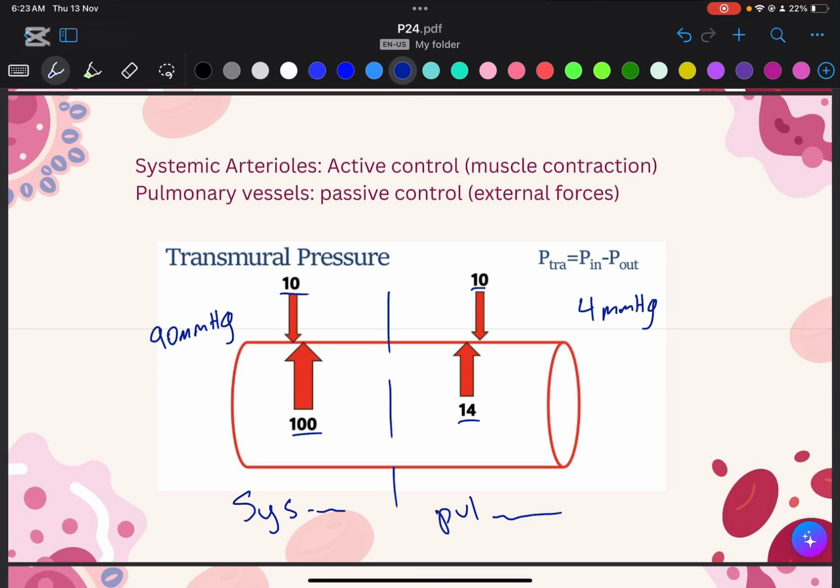Now let's say we had an increase of pressure on the outside, so we had plus 10 over here and plus 10 over here. If we calculate transmural pressure again, this would be 80 mmHg and this would be negative 6 mmHg. The point is that on the systemic arterial side, 80 mmHg is not that big of a deal. It's not that different from 90. It doesn't really do much. But this negative 6 changed drastically. So all you need to know is that when there's a change in pressure, it affects the pulmonary vessels way more than systemic arterioles.